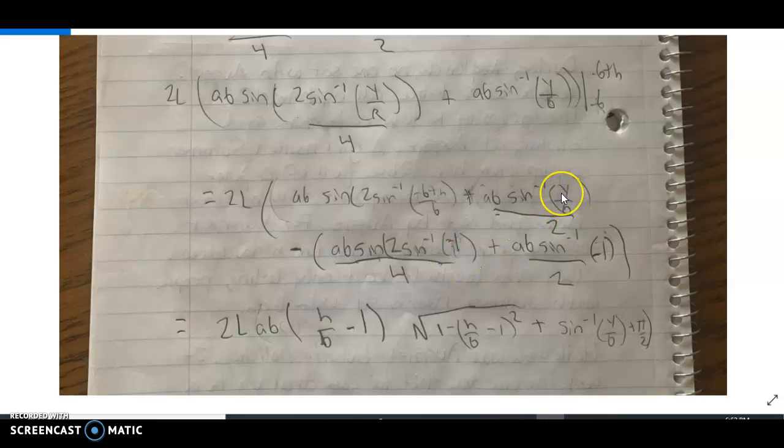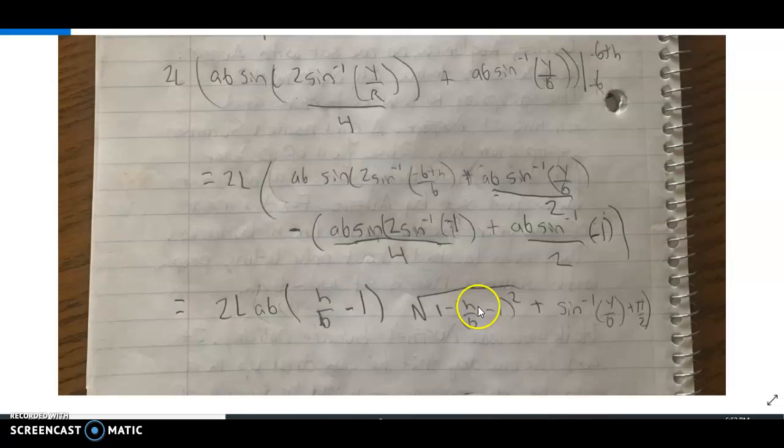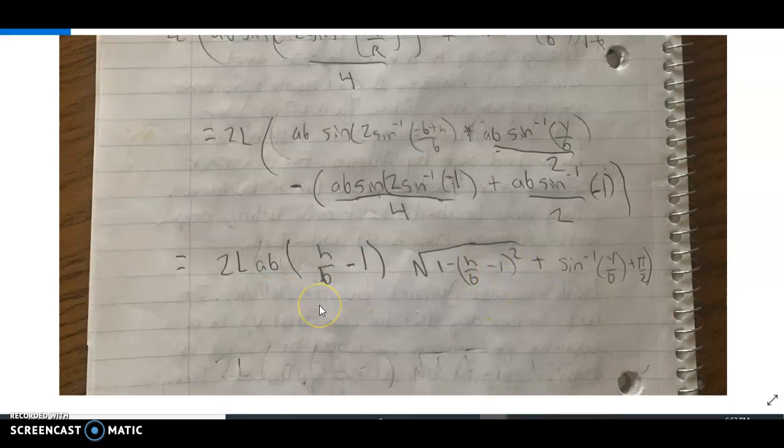Apologize right here. That should be a negative b plus h, not a y. Just notice that. But same concepts. If you understand the last one, this one should be very similar. And then we just simplified it for this as our final answer. It's the same thing, basically.